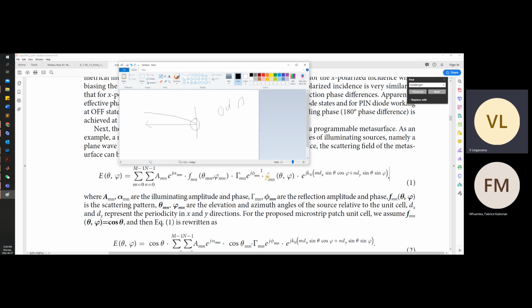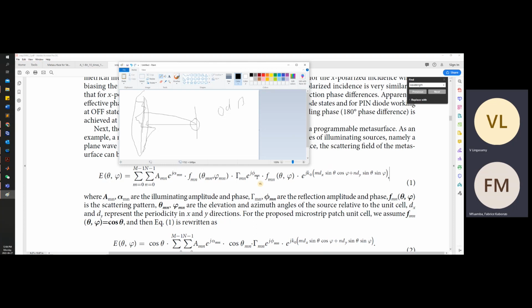Phase is also very important, because it's a complex number. Whenever the wave hits this surface, it reflects back. Ideally, if you want to see the wavefront, you should have a uniform phase. That is the idea. If you have a non-uniform phase, then you will not get planar waves. There will be some kind of oscillation. That's why the phase is also very important.